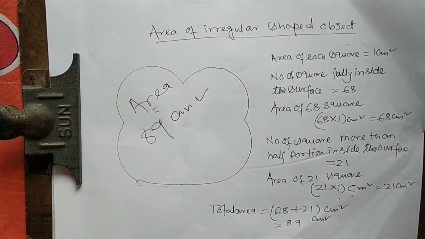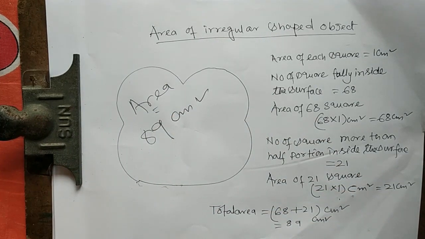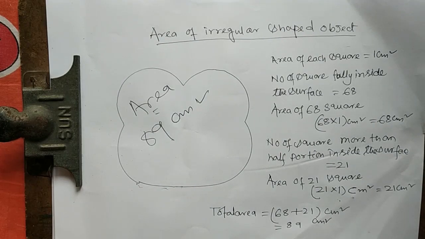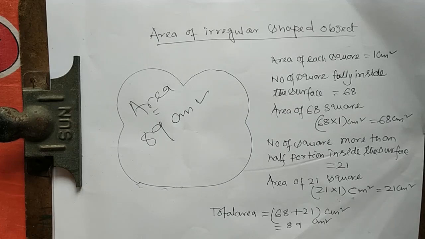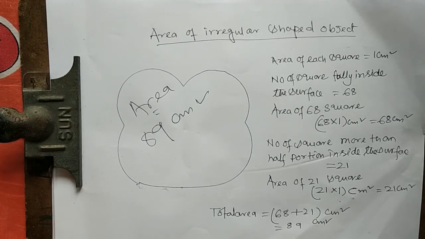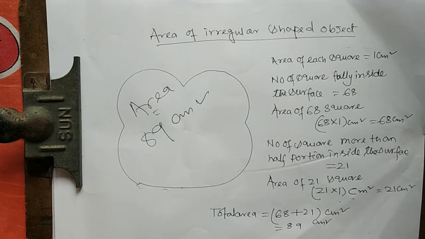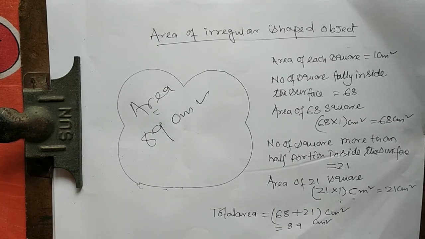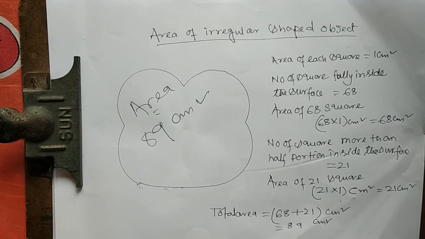Now if anyone asks, is it an accurate calculation you have made? To tell the truth, it is not accurate, because here we have made some assumptions, up to our choice. Some squares we have taken which are more than half inside the surface, and some squares which are less than half in our eyes, that area we have not taken. So there is some confusion. It might not be exact, but it will be almost equal to the exact area. So that is 89 centimeter square.